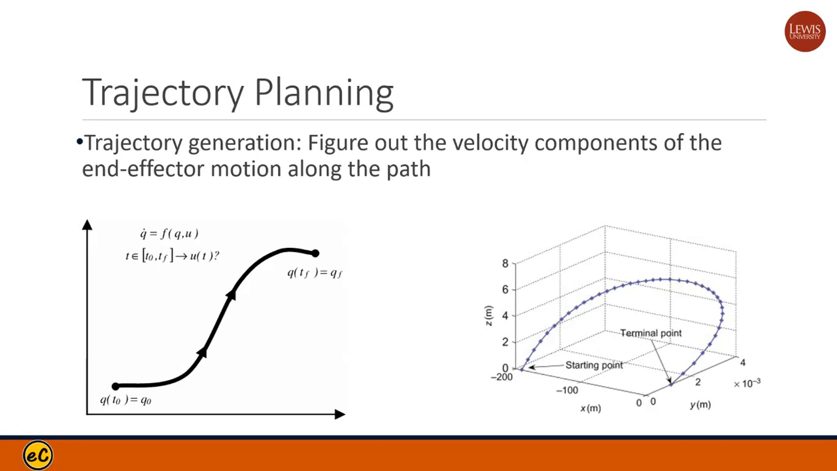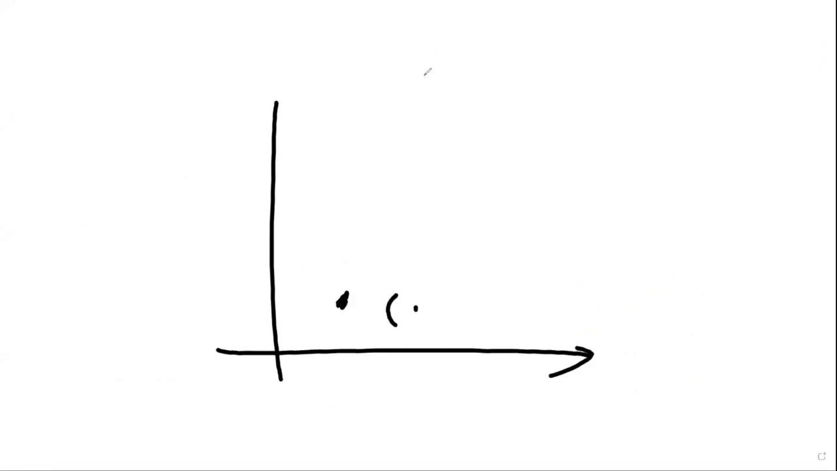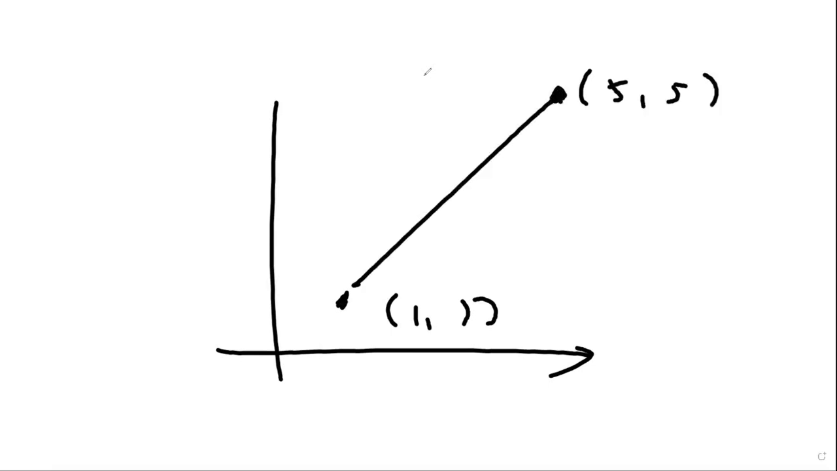Trajectory generation, figure out the velocity components of the end effector's motion along the path. There's two things. One is the path. One is the trajectory. Trajectory and path are two different things. So you can say that there is a path from point A to point B. Say point A is 1, point B is 5, 5. Right, so this one is a path. Path only says that this is a path from San Francisco to Chicago, right? Path is just saying from point A to point B.